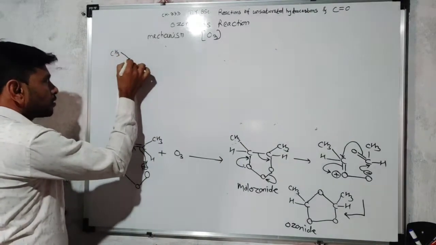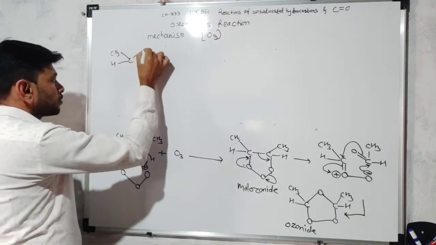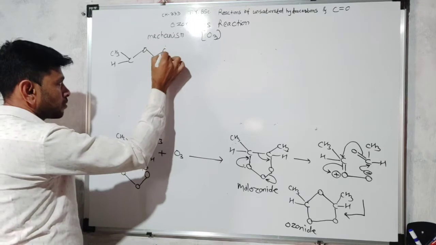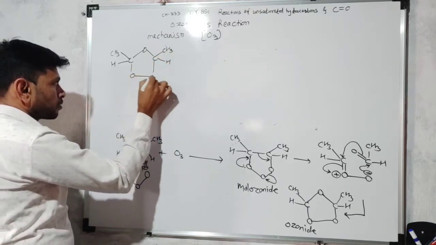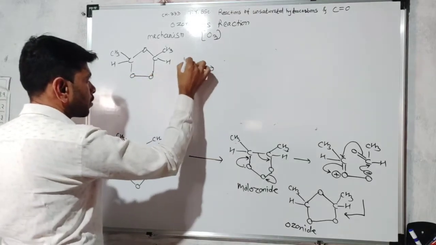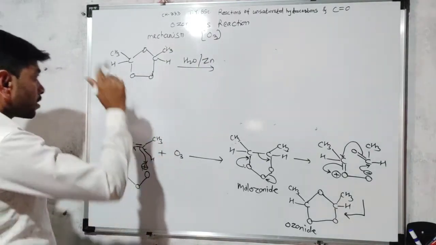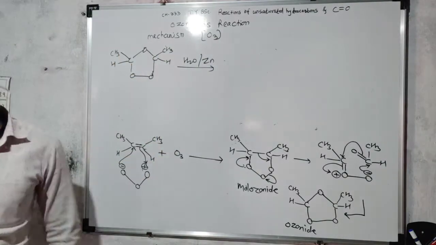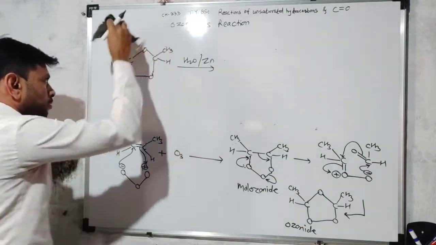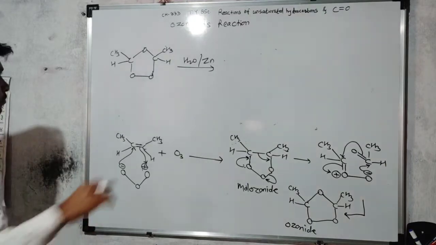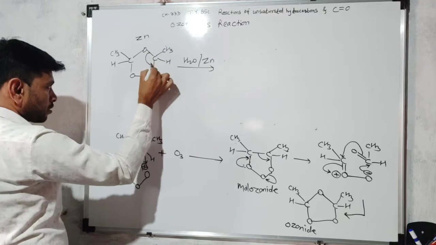So in the next step, the second step, this ozonide is broken by using hydrolysis in presence of zinc. See how the breaking of the ozonide took place. See, zinc is here. Now this bond undergoes breaking.